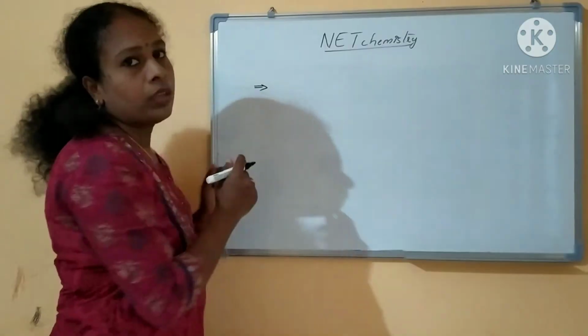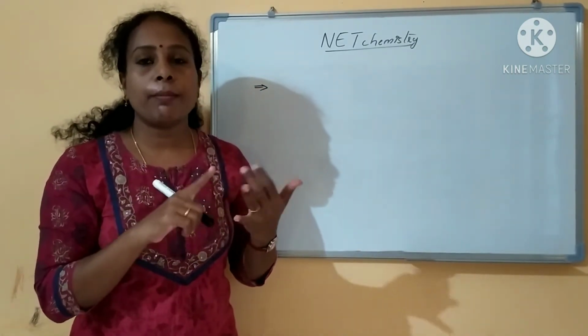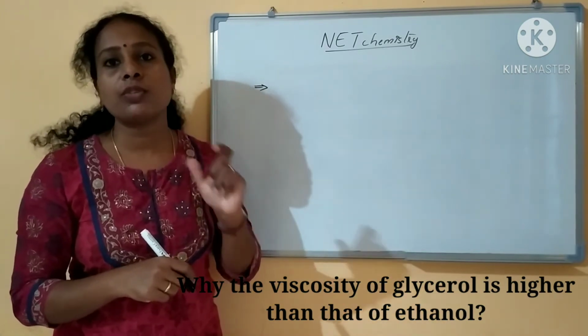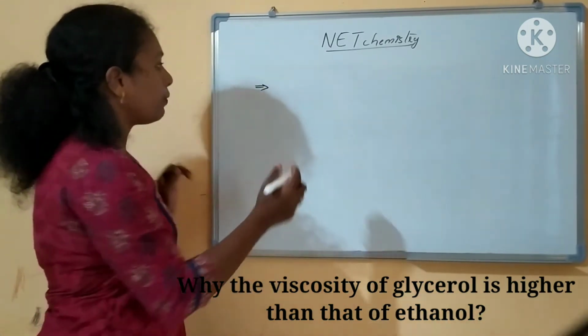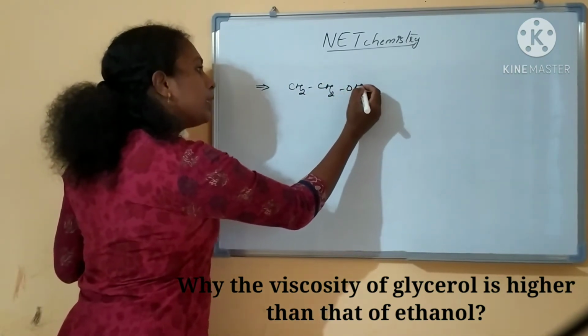Okay, one very simple question about organic chemistry. Compare ethanol, glycol and glycerol. In this, glycerol is more viscous. Why is it more viscous? If you see the structure of ethanol, CH3CH2OH, right? This is ethanol.